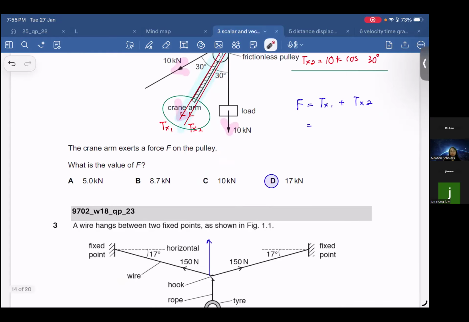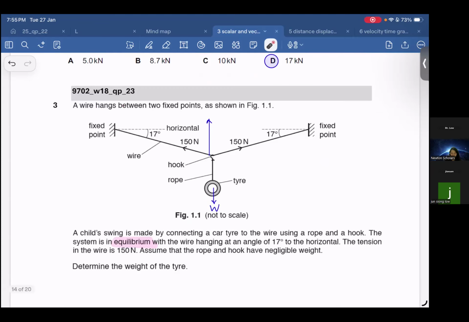So the original force will be the longer force. Okay, so you look at here. For this question, you want to find the weight. So you need to find the upward force. So you need to resolve the 150 and 150, resolve them into vertical force.